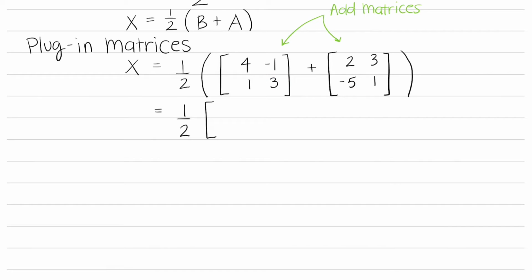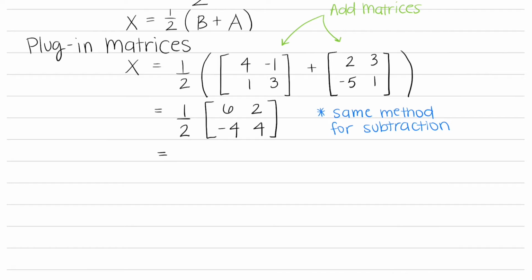So let's go ahead and write those out. 4 plus 2 is 6. Negative 1 plus 3 is 2. 1 plus negative 5 is negative 4. And 3 plus 1 is 4. And when subtracting matrices, you would use this exact method, but just subtract instead of add.